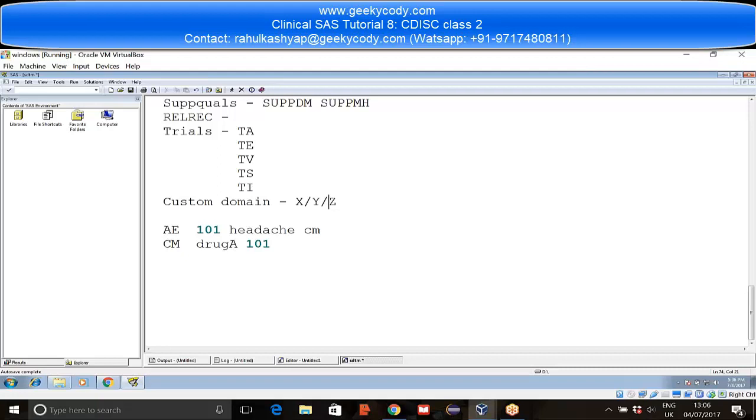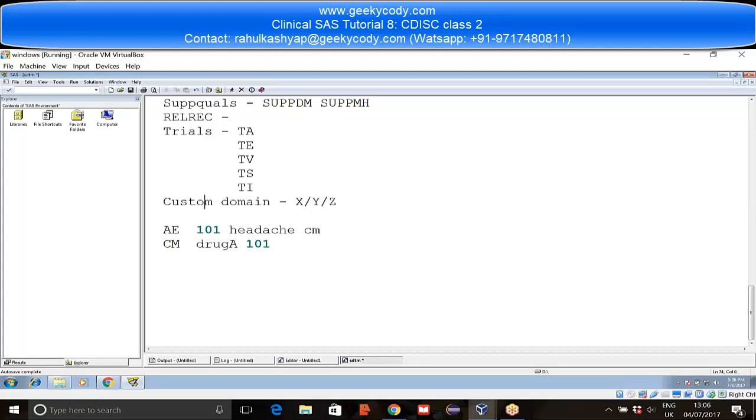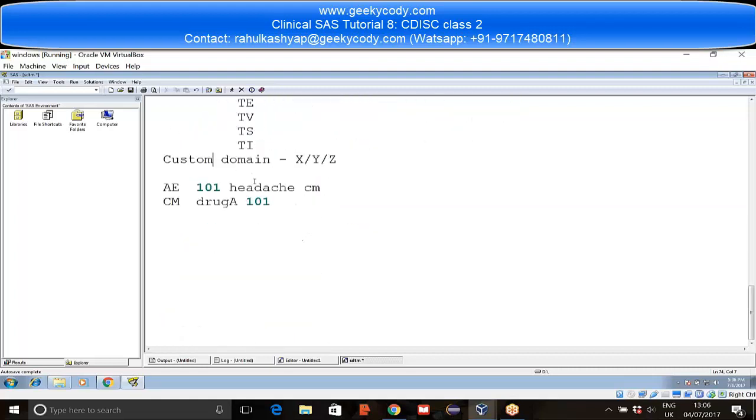Priya, a little bit of confusion about what custom domain? Yeah, custom domain is nothing but other than these domains. Whatever the domains here we listed, other than these domains, if any extra domains are there, because each and every company will follow its own regulations, right? Their own norms. So sometimes as per their guidelines, they have to create new domains.